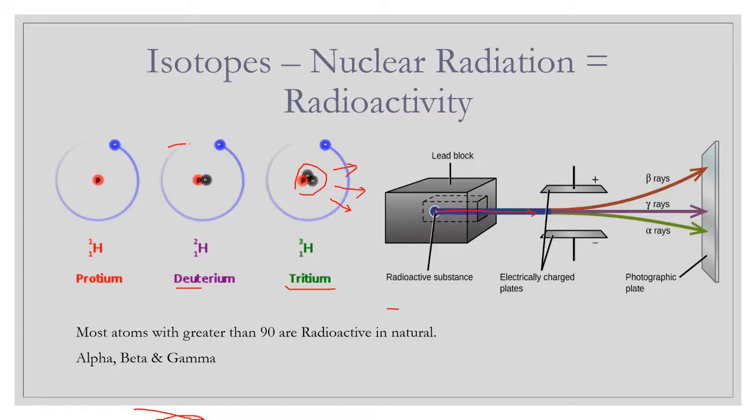So, all the atoms which are above atomic number 90 exhibit this radioactivity naturally. Early experiments identified three types of nuclear radiation, that is alpha, beta and gamma. These radiations can be understood by a small experiment where the radioactive substance is placed in a lead box with a hole. The radiation is released out of the box and projected outside.